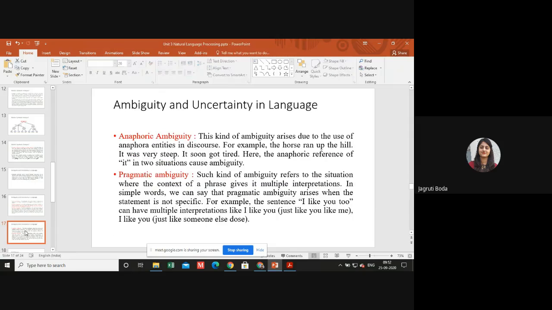Now next is the anaphoric ambiguity. This kind of ambiguity arises due to the use of anaphoric entities in the discourse. For example, the horse ran up the hill. It was very steep. It soon got tired. So here the anaphoric reference of "it" in two situations causes the ambiguity.